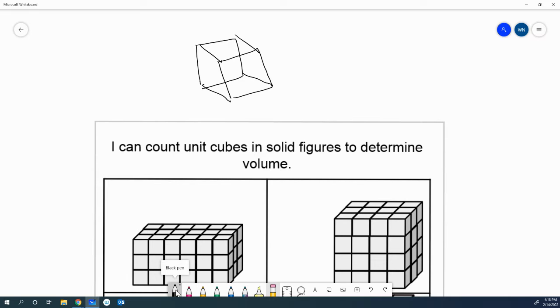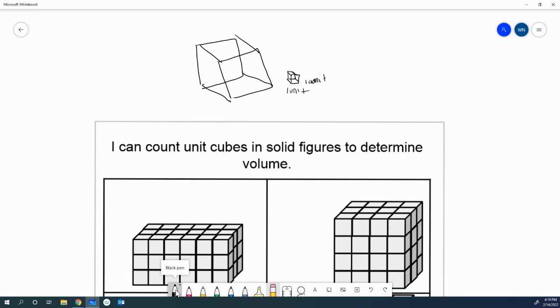And one way to find volume is to pretend that we're filling this cube up with unit cubes. Now, unit cubes are the really tiny little cubes. Typically, they're green or yellow in your classroom, and they're 1 centimeter or 1 unit by 1 unit. So if we're going to find the volume, we can pack this full of unit cubes. And as long as we pack it to where they don't overlap and they fill the space completely, then we can find the volume. So today we're going to practice counting unit cubes.